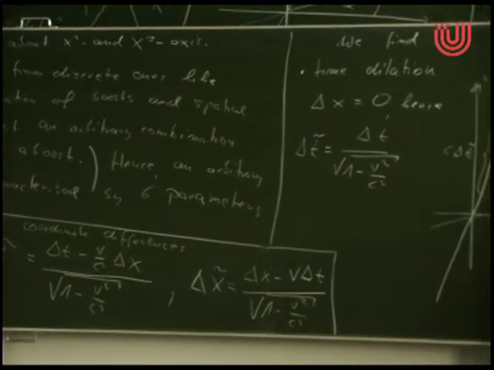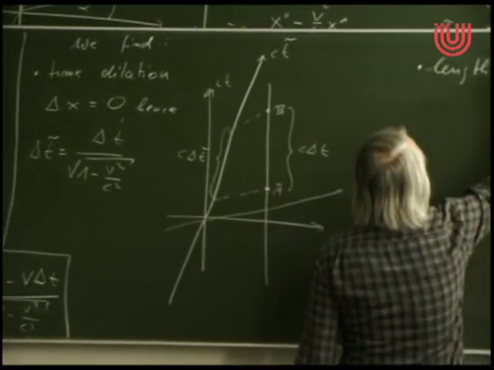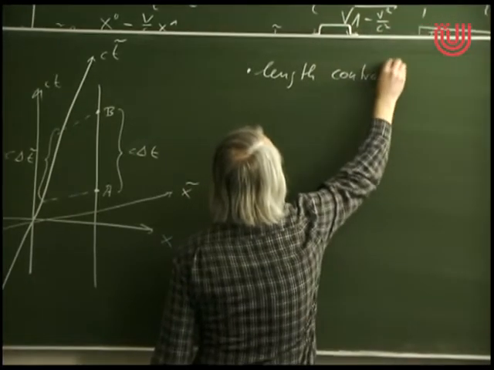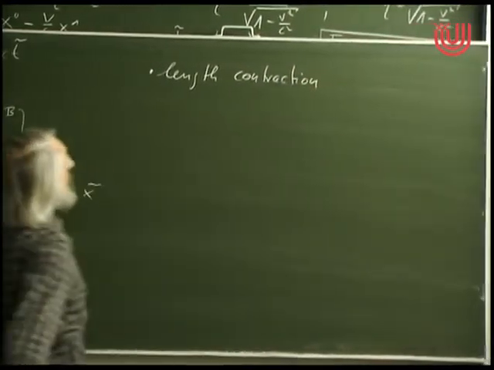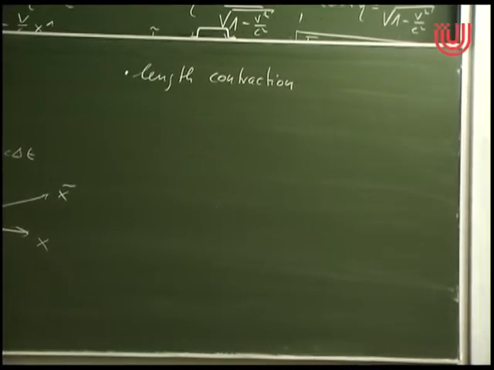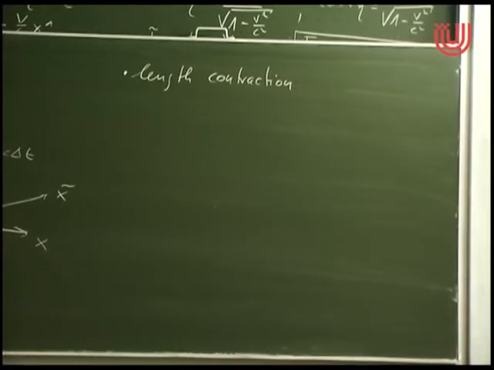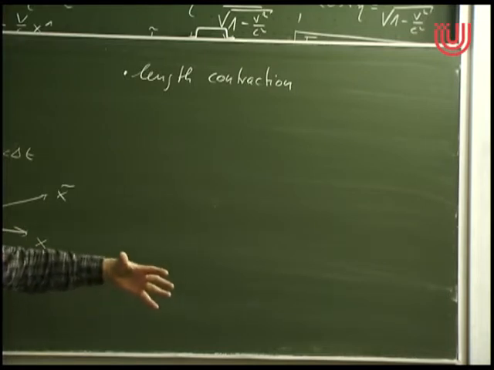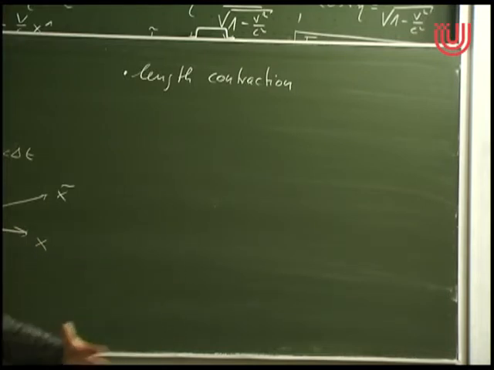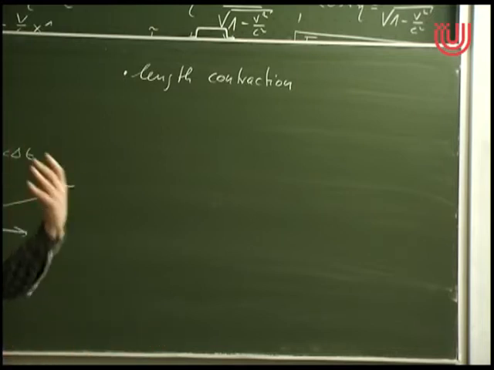And then we do length contraction, also called Lorentz contraction, because actually Lorentz derived this formula before Einstein, but he interpreted it in the wrong way. He thought that really a material body would be deformed in the way that the matter would be compressed together by this effect. But it's just a transformation effect of coordinates.